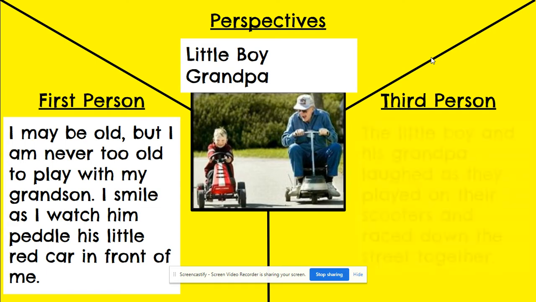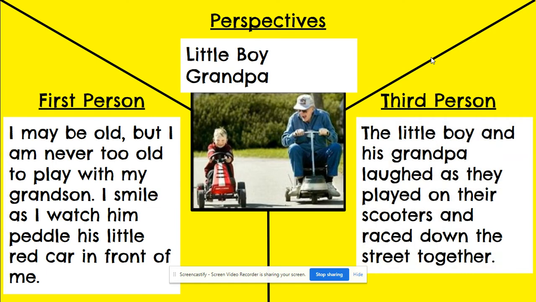Let's talk about third. The little boy and his grandpa laughed as they played on their scooters and raced down the street together. We see those pronouns of his and their. So we know it's third person. And again, the scene is describing what both of them are doing.